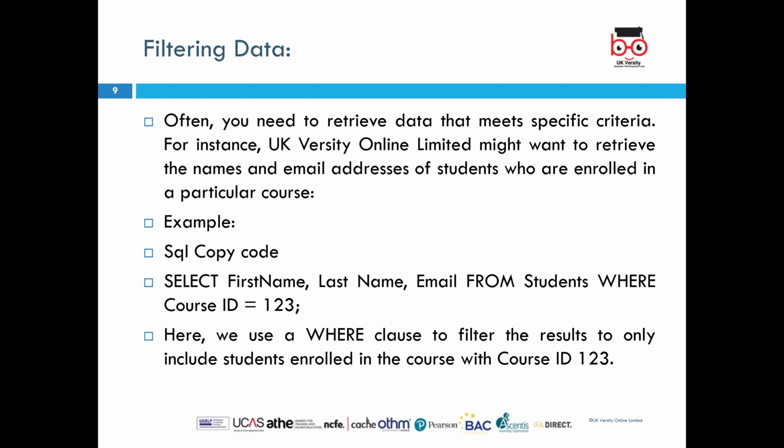Another example: suppose you want to extract all the data in the table. The SQL code will be select star from students. That SQL code will fetch the data of all the students from the students table. But if you have to select specific data, here you are selecting first name, comma, last name, comma, email from students, where course ID is equal to 123. This is the filtering criteria.